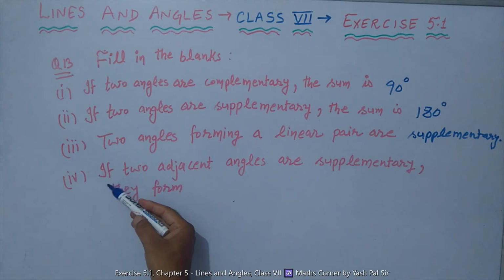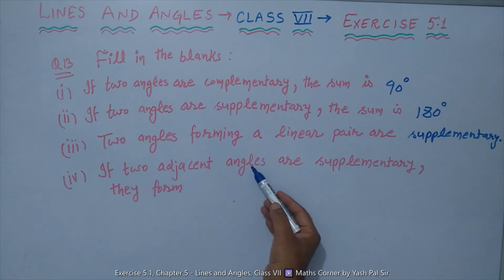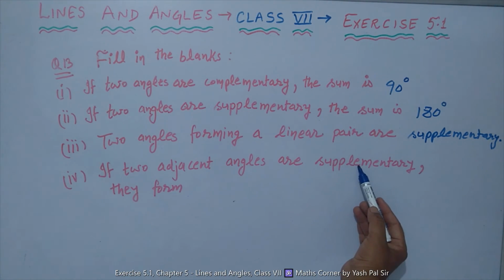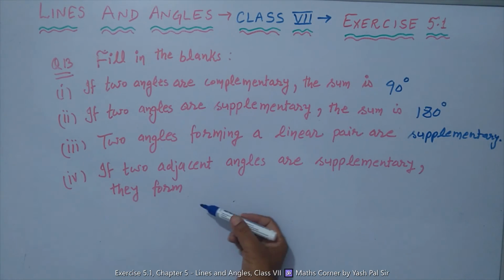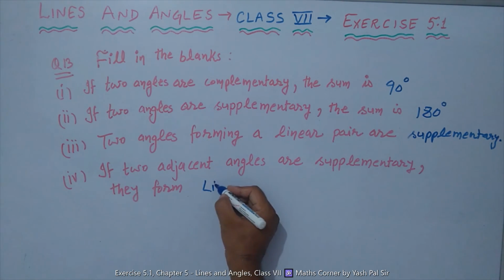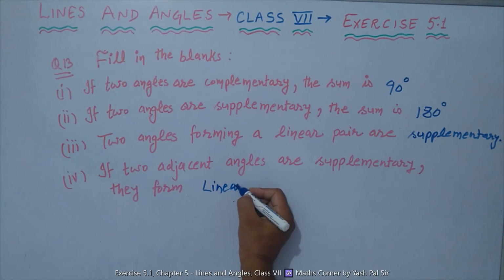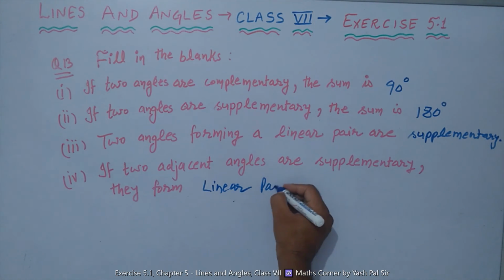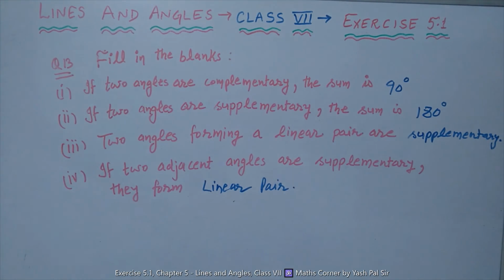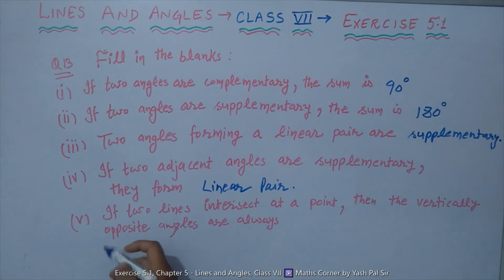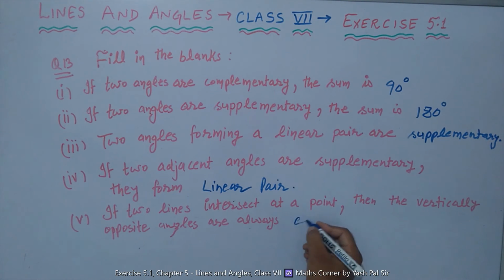Part number 4, if two adjacent angles are supplementary, they form a linear pair. Part number 5, if two lines intersect at a point, then the vertically opposite angles are always equal.